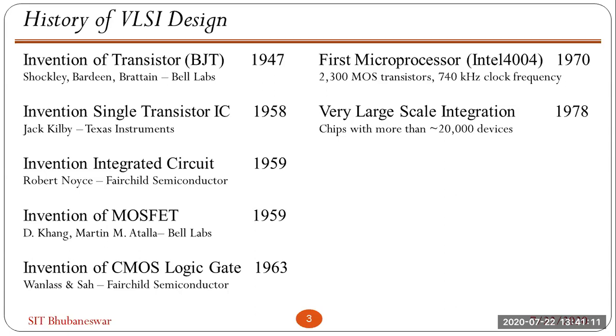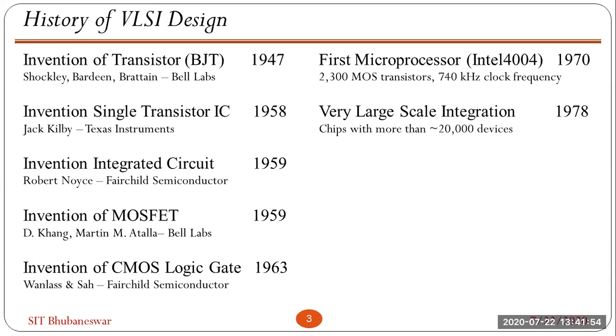Okay. After 1 year, Robert Noyce at Fairchild Semiconductor, the company name is Fairchild, also invented an IC. But in 2001, Jack Kilby got the Nobel Prize for this contribution. But in 1969, Robert Noyce and others founded the Intel Corporation.